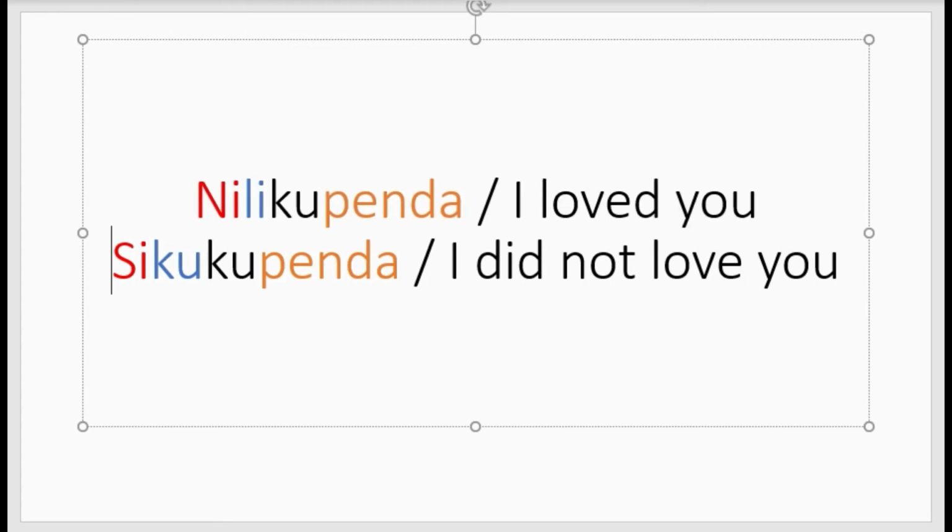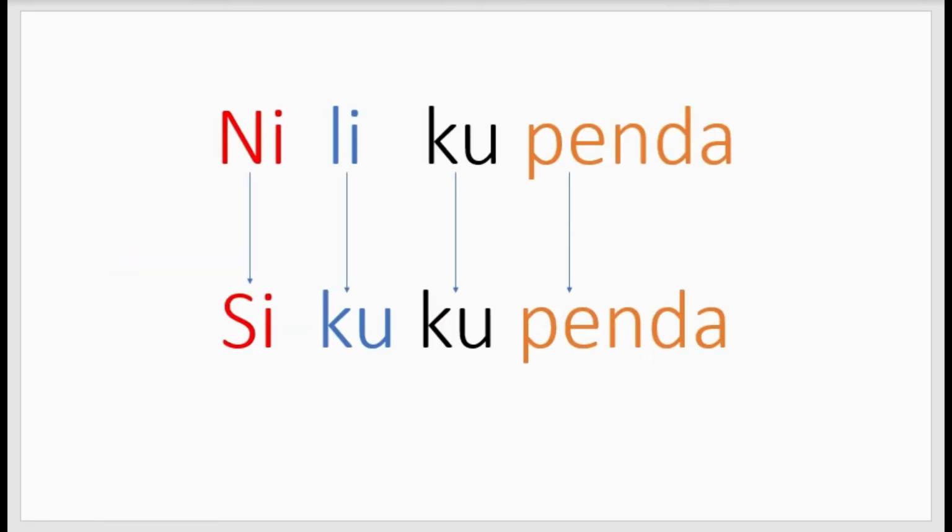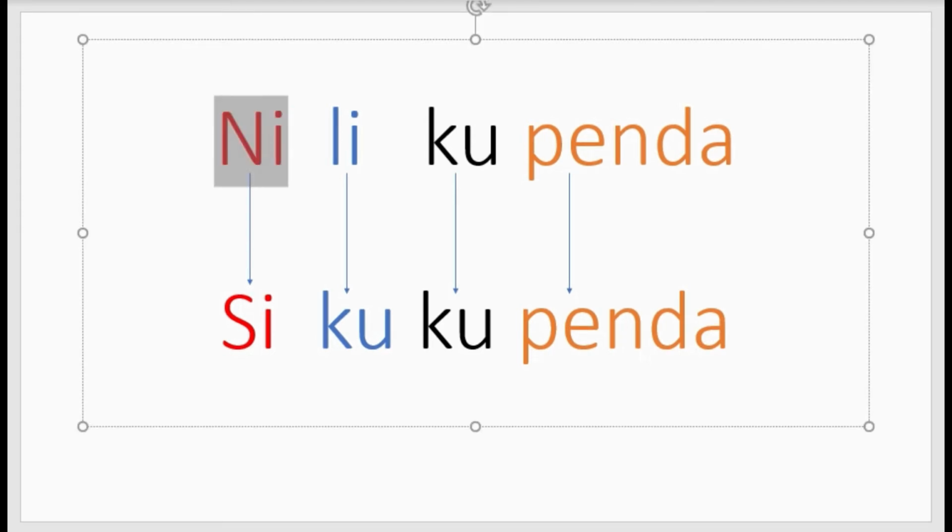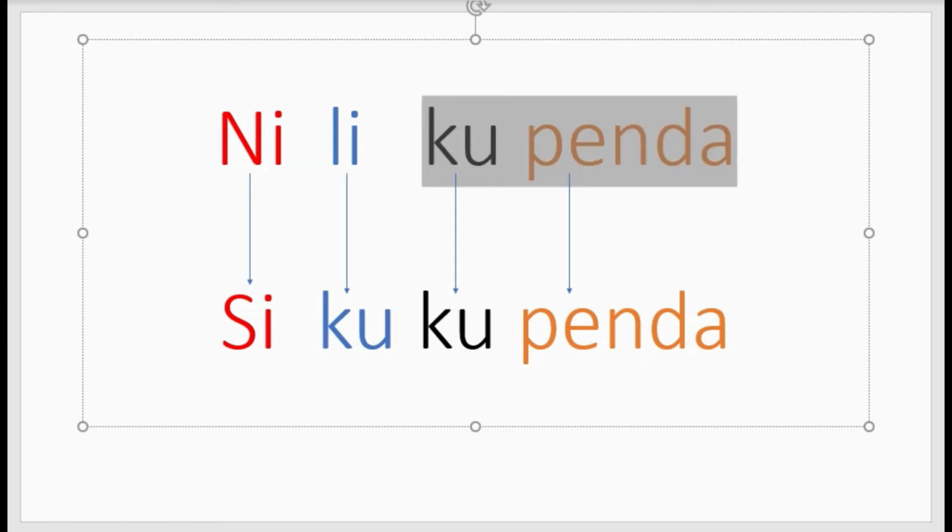Sikukupenda means I did not love you. So "nili" changes into "siku" if you negate. Now here, nilikupenda: "ni" changes to "si", "li" changes to "ku", and kupenda remains kupenda.